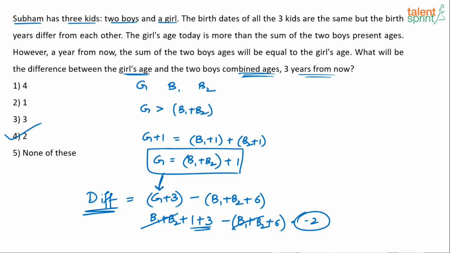Option 4 would be the answer. Yes or no? Option 4, 2 years is going to be the answer to this question. See, writing equations is important in this case because otherwise it slightly gets confusing, right?